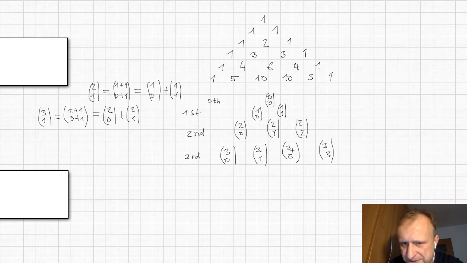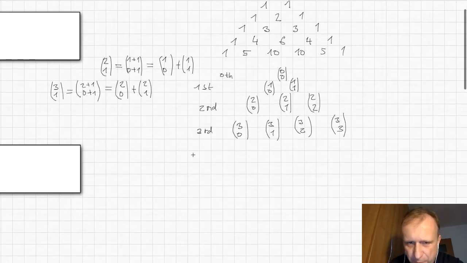Also, it works for this number. 3 choose 2 is this plus this. You can check it yourself. Okay, fourth line will have 4 choose 0 at the start.